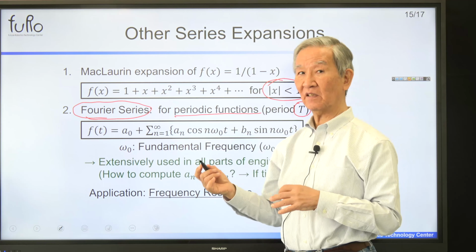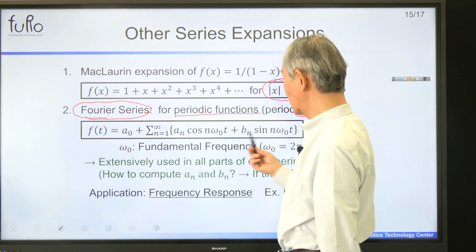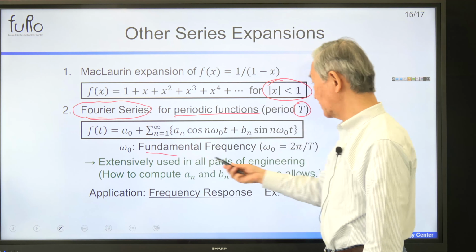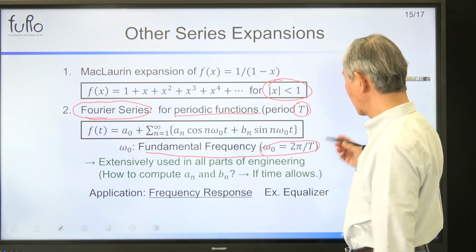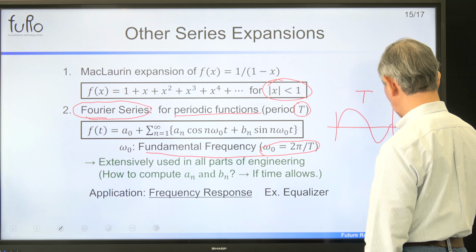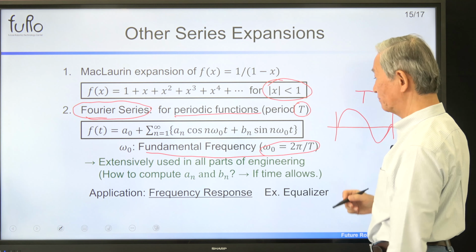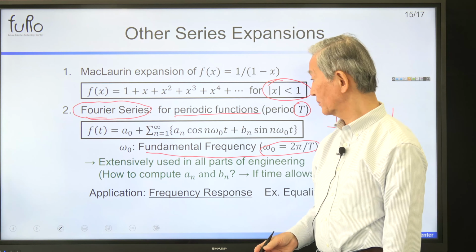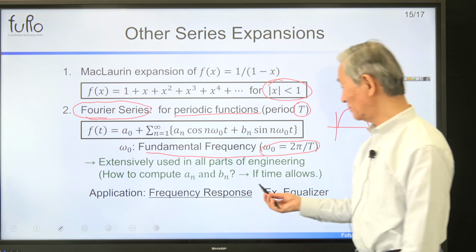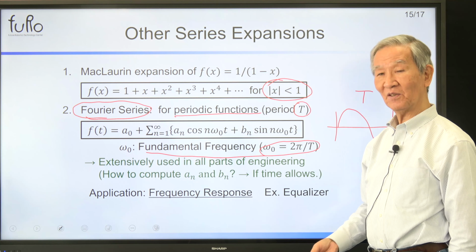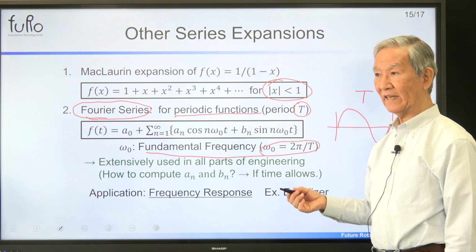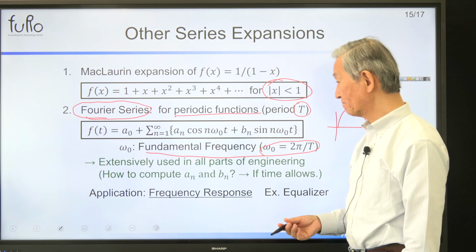Periodic. Haha, I cannot pronounce periodic. Then this is equal to that, given by cosines and sines. Omega 0 is called the fundamental frequency, which is given by this one here. So from here to there, that's T, and omega 0 is this, 2 pi over T. How to compute a_n and b_n, if time allows, and I don't have time. So this one will be covered in a calculus course.